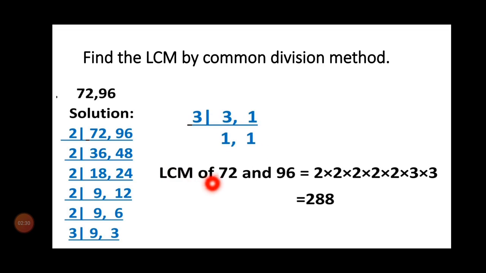So the LCM of 72 and 96. What are the factors we have here? All those taken right here. So 2 into 2 into 2 into 2 into 2 into 3 into 3. So you get 288.